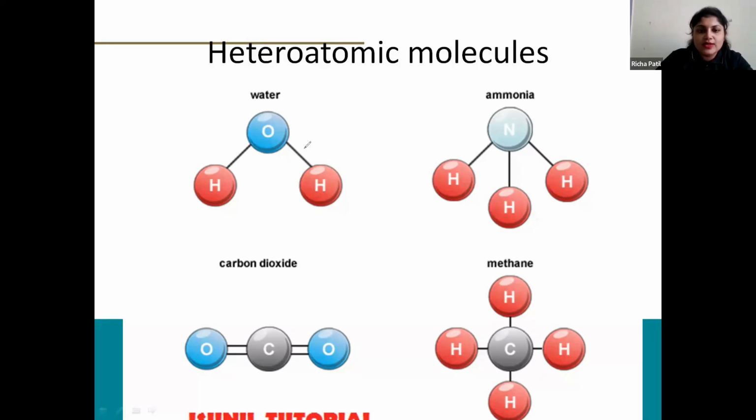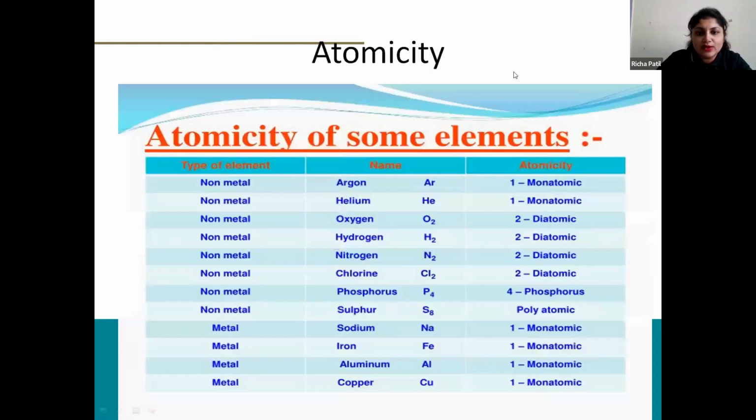So this is the difference between homoatomic molecules and heteroatomic molecules. Now, next is atomicity. What do you mean by atomicity? You can see here, it tells you about the number of atoms in a molecule.